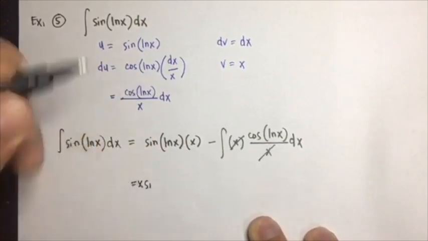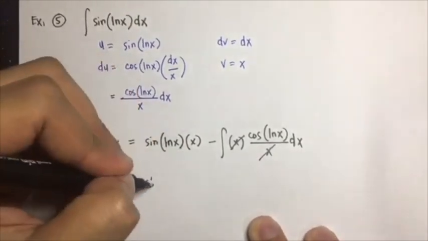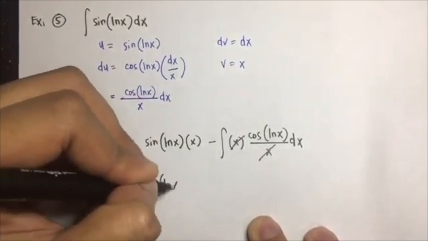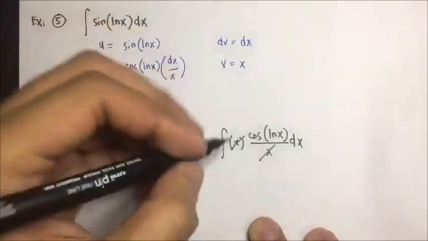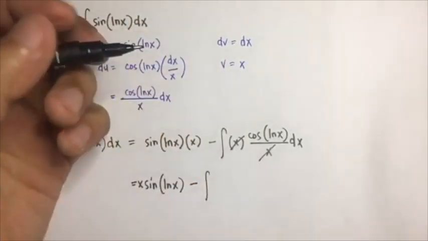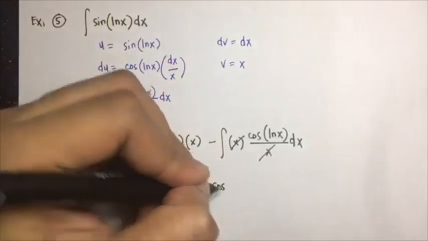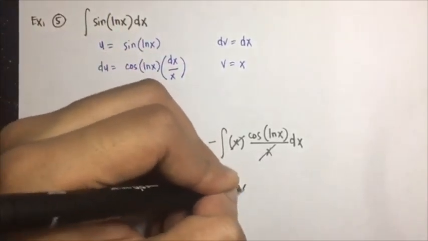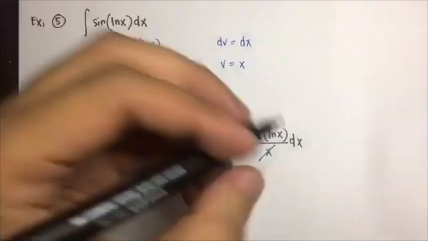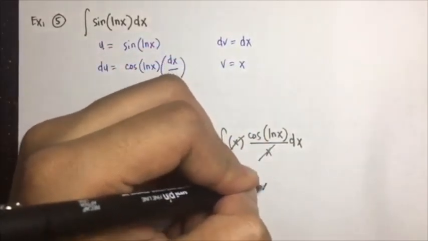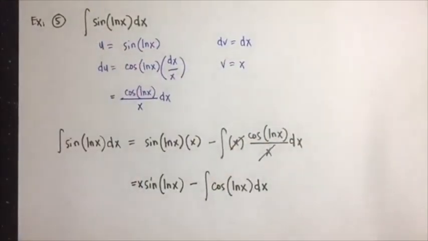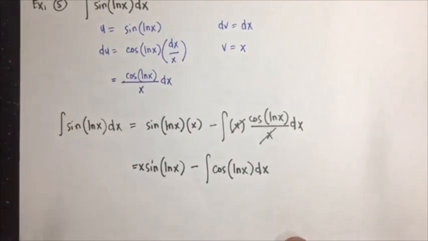So write first x sine of ln of x minus the integral of cosine of ln of x dx. Okay, so still we can't integrate this.